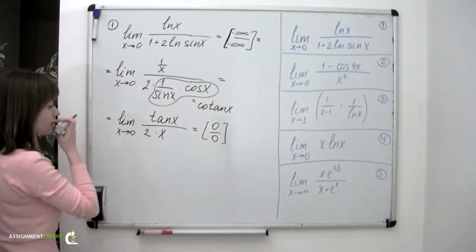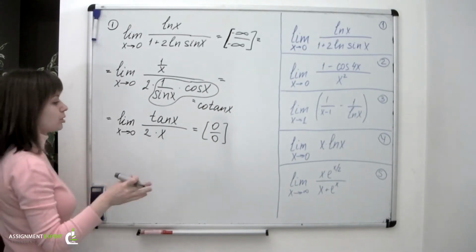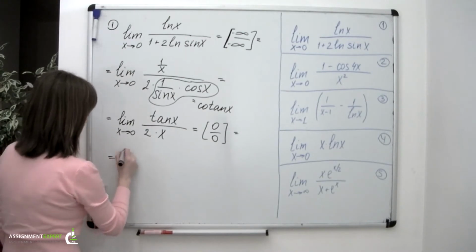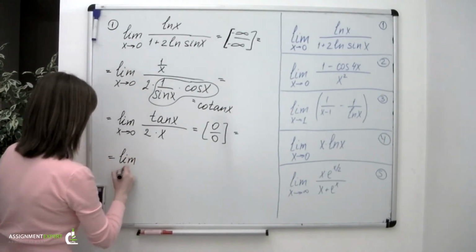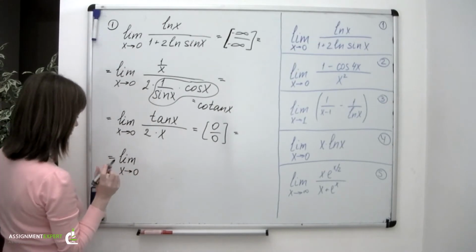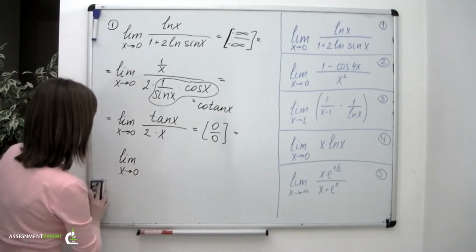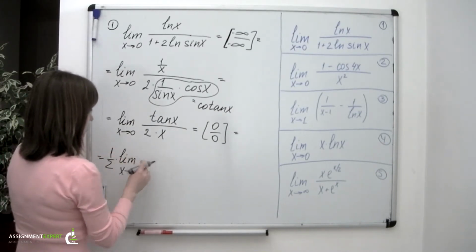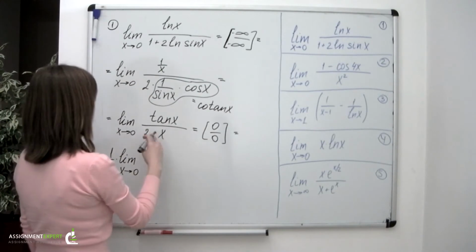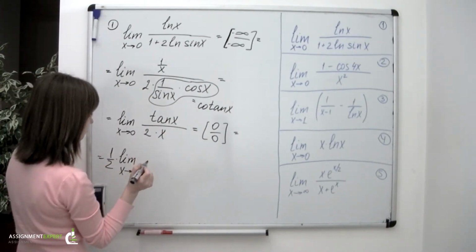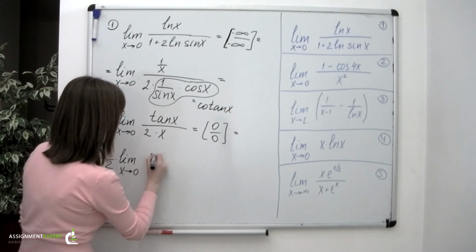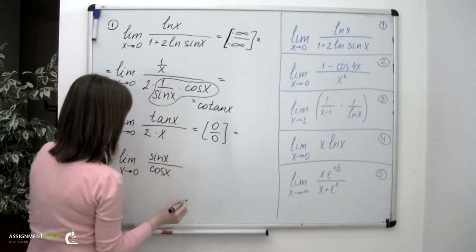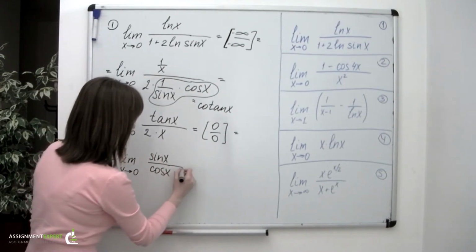This means we could either use L'Hopital's theorem one more time or look closely at this expression to see if we can do anything with it. And I think that we can. I suggest we pull 1 half out front. So this leaves us with the tangent of x over x under the limit, but we can write this tangent as sine of x over cosine of x, and we still have this x in the denominator.